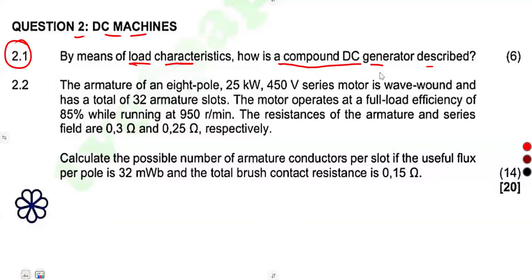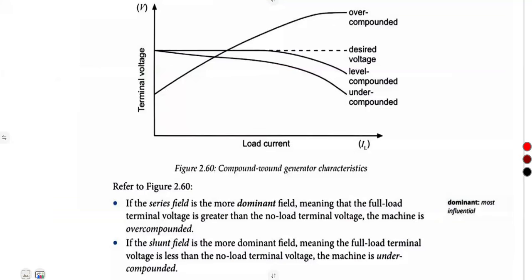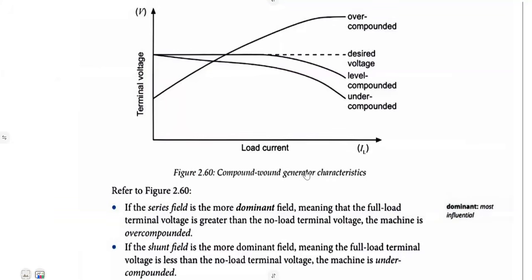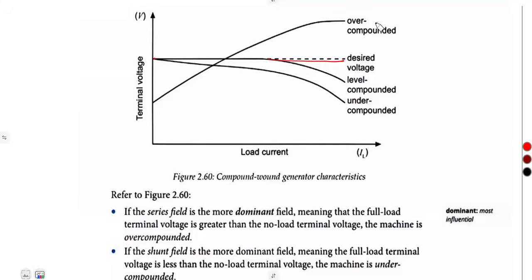A compound DC generator. You must take note about that. So the characteristic of a compound wound DC generator is given in this format where we've got our terminal voltage and the load current. So we are going to have conditions of under compounded, level compounded, and this is where you have the desired voltage. From here in a straight line, you have got your desired voltage, then over compounded. So that is the diagram that they just wanted you to illustrate.